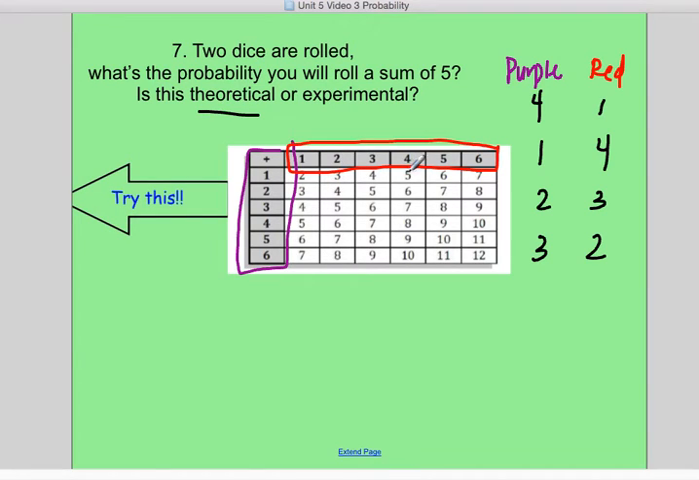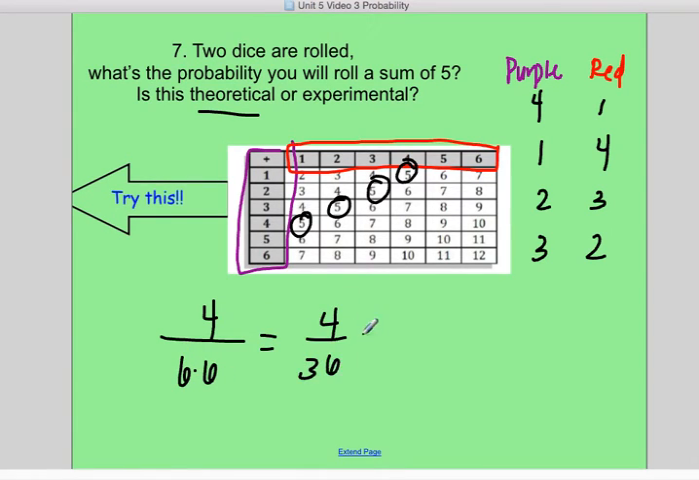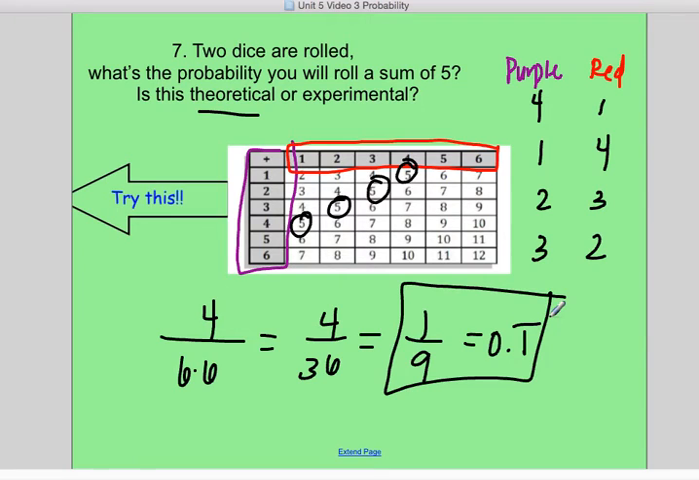And I can count them on here to get a 5: 1, 2, 3, 4. Out of how many total? Well, 6 times 6 is 36. So I have 4 ways to get a sum of 5 out of, I would take each die and multiply, the total, 36. So I have 4 over 36, which is 1 over 9, or as a decimal, it's 0.1 repeating. Okay, there is example 7.